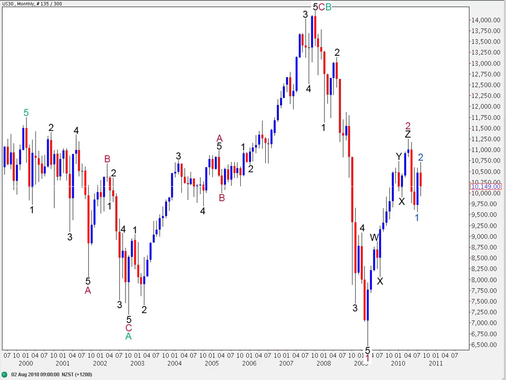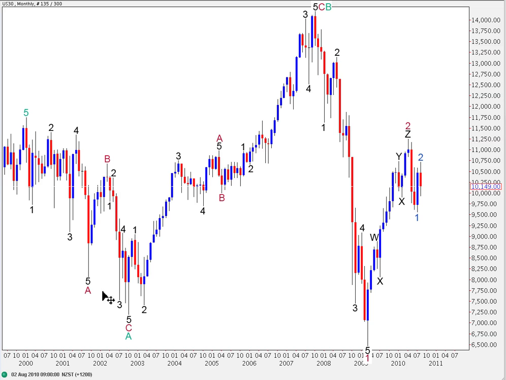Here's a quick look at the historical chart. This is a monthly chart going back to just before 2000. We had a 5-wave structure up at cycle degree, followed by at cycle degree an A, B, and still working on a wave C to the downside of an expanded flat correction.